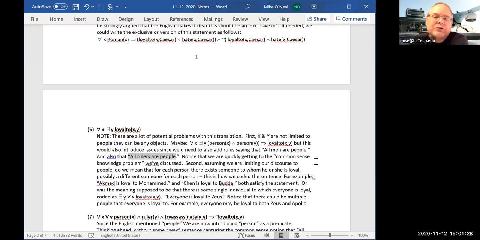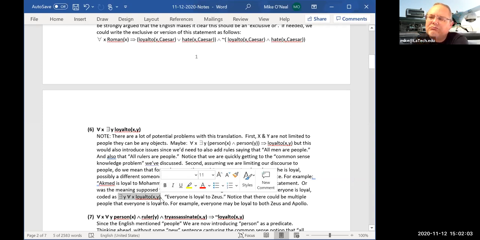And the second thing is what we were just talking about a moment ago. Assuming we're talking only about people, do we mean that for each person there exists someone he or she is loyal to, possibly a different someone for each person, which is how we coded it. So, Ahmed is loyal to Mohammed and Chen is loyal to Buddha, would fit with statement 6 the way we have it coded. But if we mean there's a single individual, like I was saying in ancient Rome, actually in ancient Greece it would be Zeus, right? In Rome it would be Jupiter, right? Because the Romans just stole the Greek god Zeus and gave him a new name.